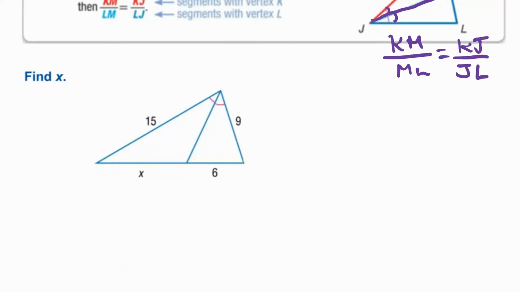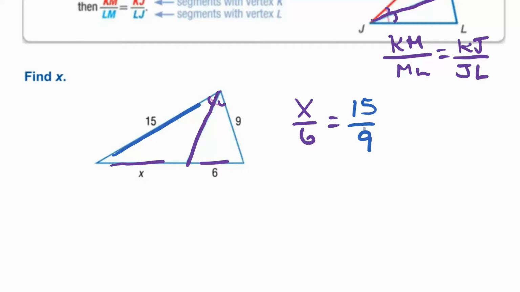For the first problem, we have an angle bisector. So we know that it divides the opposite side into lengths that are proportional to the other sides. So x over 6 would equal 15 over 9. Cross multiply. And we would have that x equals 10.